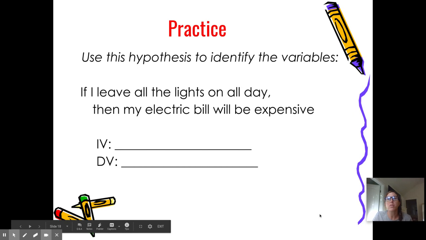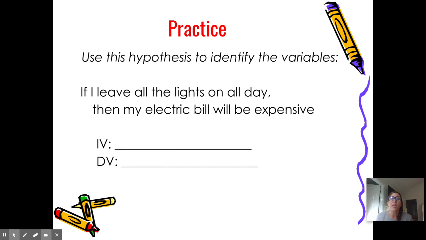Use this hypothesis to identify the variables. If I leave all the lights on all day, then my electric bill will be expensive. Pause if you need to. The independent variable in this statement would be how long you leave the lights on, and the dependent variable would be the amount of the electric bill.